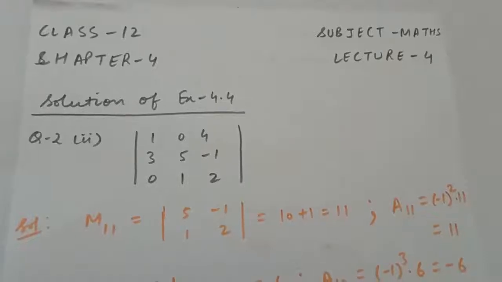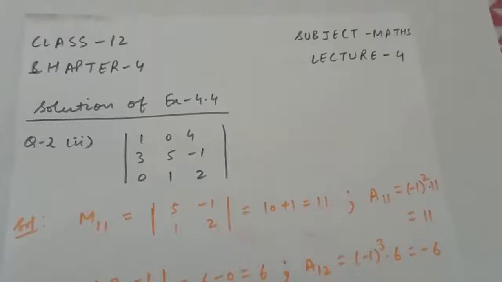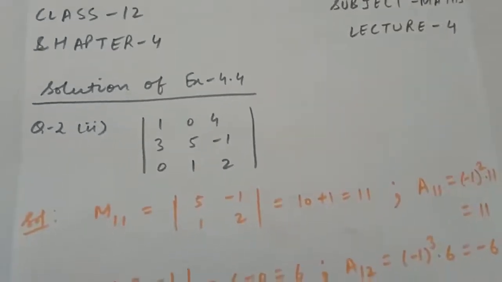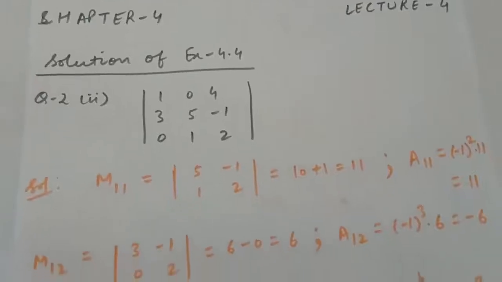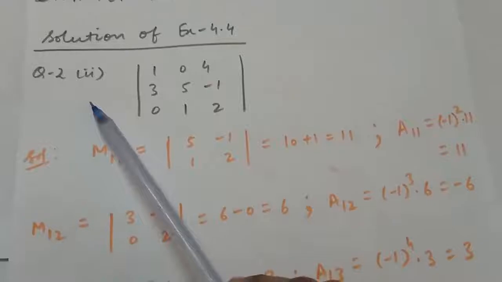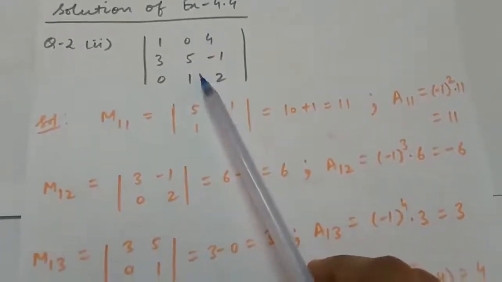Morning students, this is class 12th maths, lecture 4th of chapter 4th, determinants. Today first of all we will discuss the solution of exercise 4.4. So in question second you have to find the minors and cofactors of all the elements of this determinant.